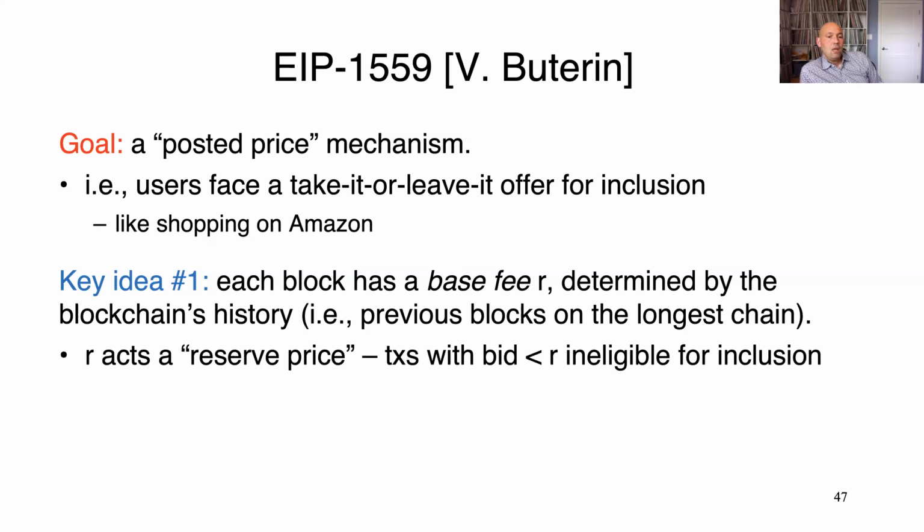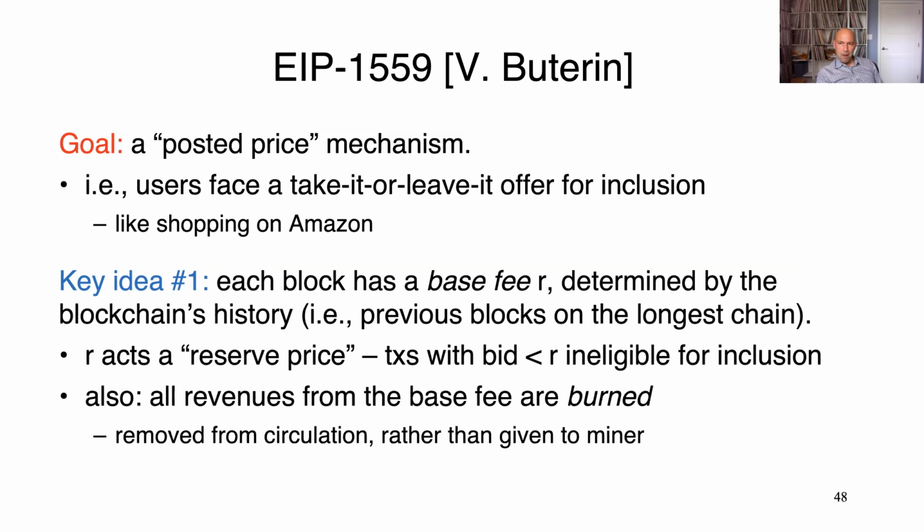Okay. Key idea number 1 is we actually will be using a reserve price. If you remember that idea that totally failed 2 or 3 slides ago, 1559 will use a reserve price. In 1559, it's a base fee. And again, any transaction unwilling to pay the base fee is just ineligible for inclusion in the block. So it excludes all transactions that are not willing to pay R or more. Now, wait a minute, you said. That didn't work. We have these off-chain agreements whereby you could bypass the reserve price. Oh, but here's the thing.